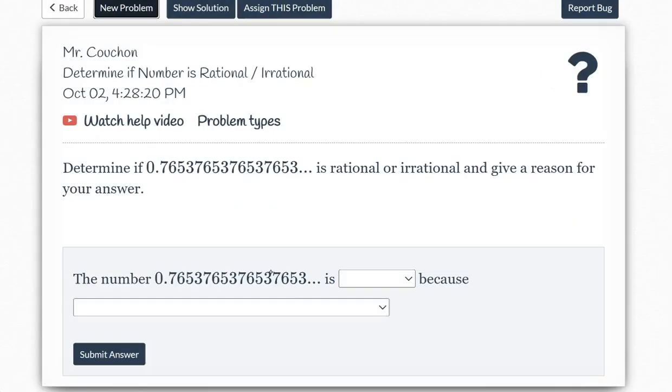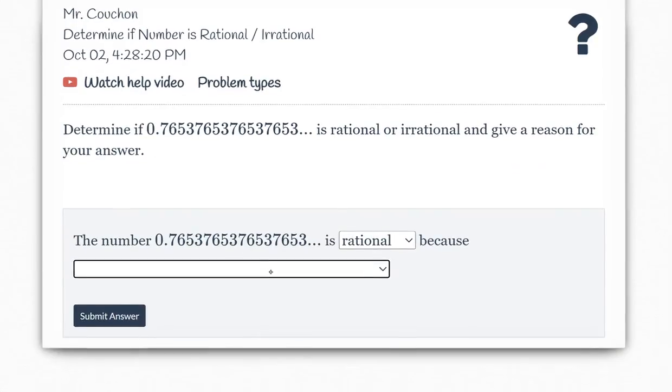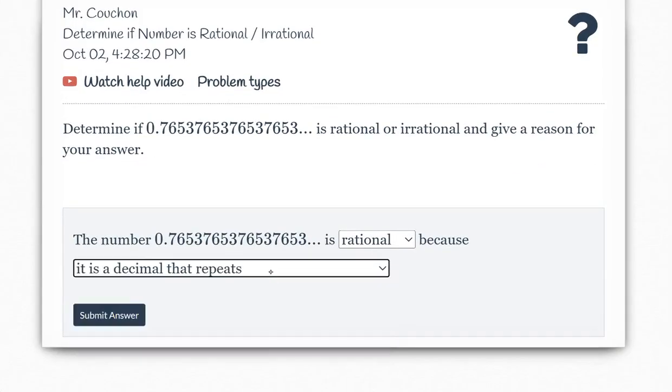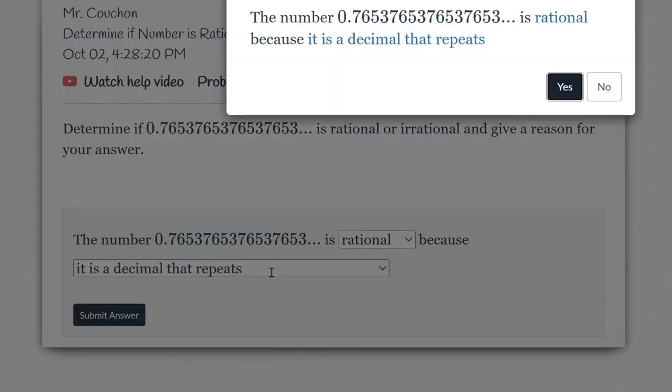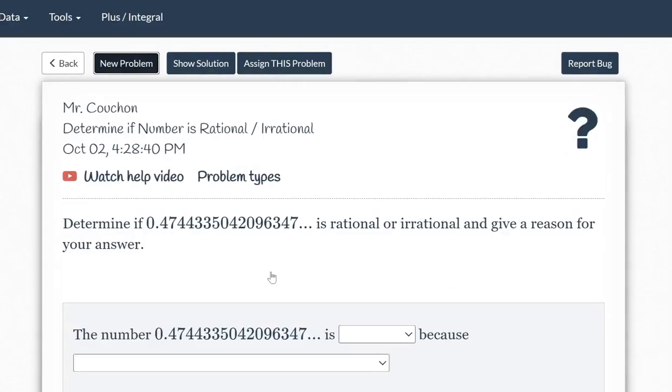Okay, let's just do another one here. This one is 7653. So that is going to be rational because you can see it's repeating every fourth digit. So 7653, 7653. It's a decimal that repeats. Submit. Yes.